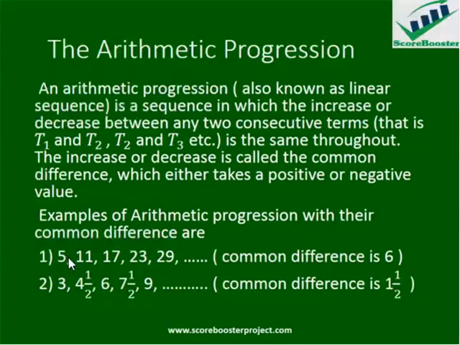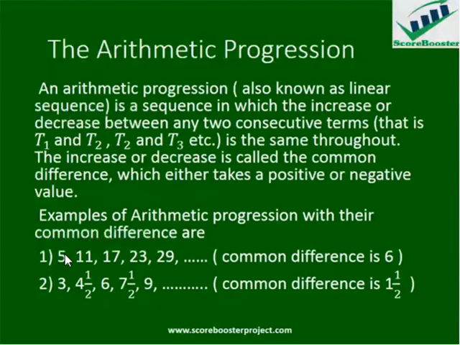The first example: 5, 11, 17, 23, 29, and so on. If you are familiar with a sequence, you know this is an infinite sequence with first term as 5, that is T1 as 5. So to know if a particular sequence is an arithmetic progression, you check if the difference between the second and the first term is the same thing as the difference between the third and the second, which must also be equal to the difference between the fourth and the third. That is, in general, it must be equal to the difference between the nth and the n minus 1 term.